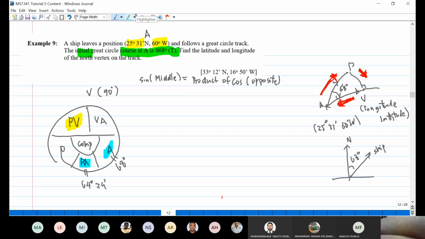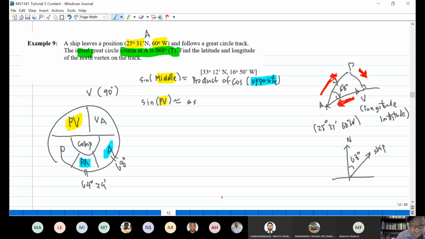Sine of the middle part. For the middle part, I use yellow, and I use blue for the opposite. So that means the formula I should use is sine of PV, okay, PV is the middle part here, equal to the product of cosines.